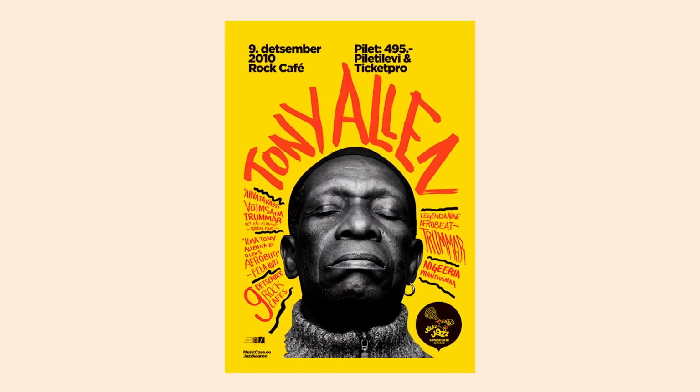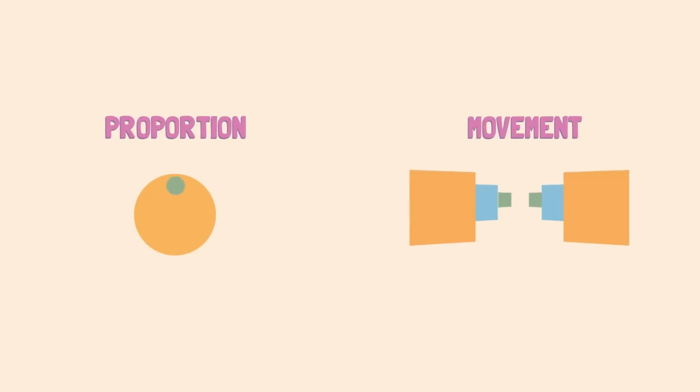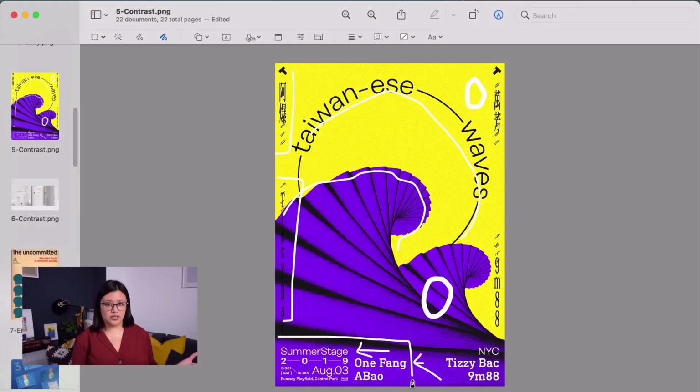To create successful design pieces, we need to understand the rules that make it work. The principles of design are a set of rules that designers use in order to create visually pleasing work in an organized and functional way.